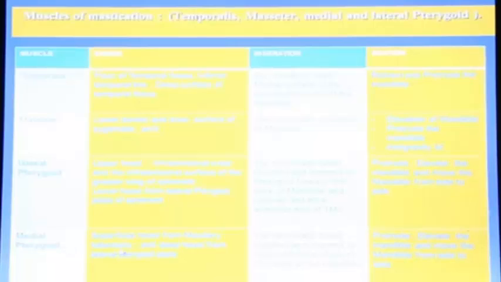Medial pterygoid: both pterygoids, lateral and medial, have two heads. The superficial head is from the maxillary tuberosity, the deep head from the lateral pterygoid plate. The two heads are fused together like lateral pterygoid and inserted to the rough medial surface of the angle of the mandible. Action, protrude, elevate the mandible and move the mandible from side to side.